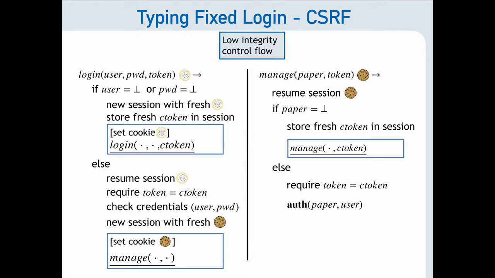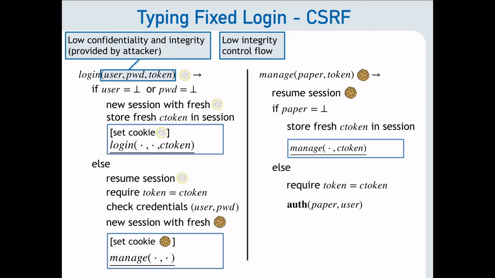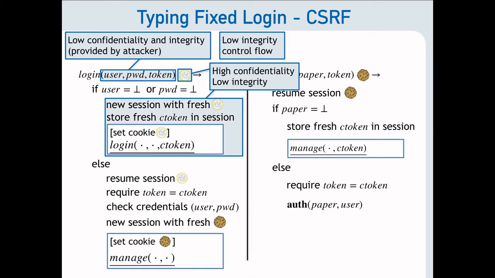In the CSRF scenario, we have a low integrity control flow and we have parameters that are of low confidentiality and integrity since they are provided by the attacker. We can then type this block of code with high confidentiality and low integrity. We need low integrity because the control flow is of low integrity, but it is okay to use high confidentiality since the reply will always end up in the honest user's browser, and there is no way for the attacker that is mounting the CSRF to learn the content of the response. So the token and the cookie are of high confidentiality but of low integrity.